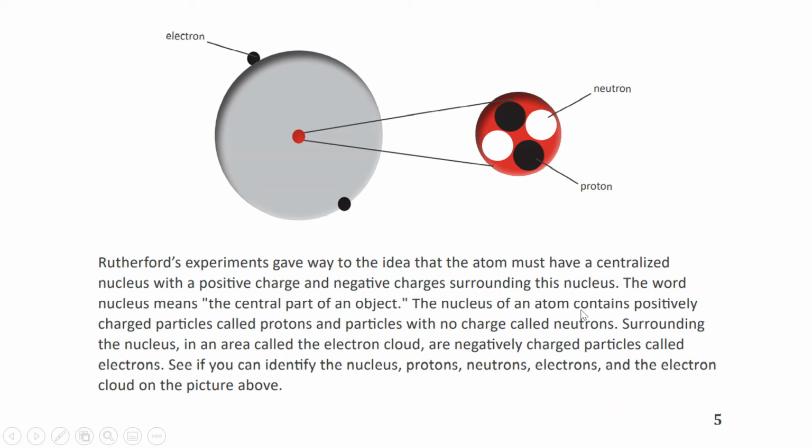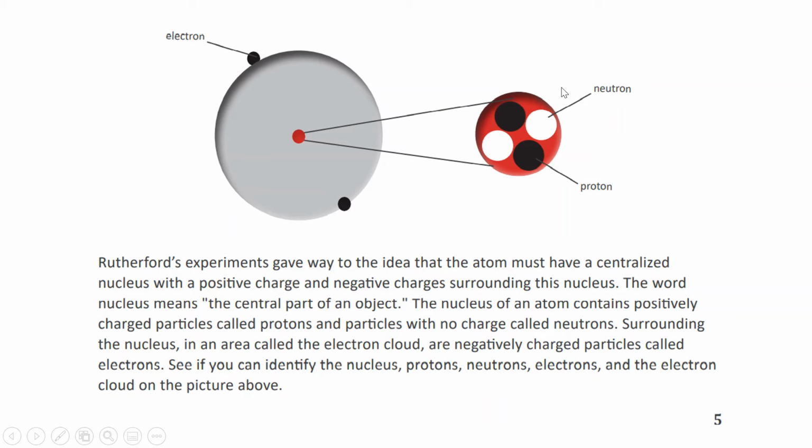The nucleus of an atom contains positively charged particles called protons and particles with no charge called neutrons. Surrounding the nucleus in an area called the electron cloud are negatively charged particles called electrons. See if you can identify the nucleus, protons, neutrons, electrons, and the electron cloud on the picture above.